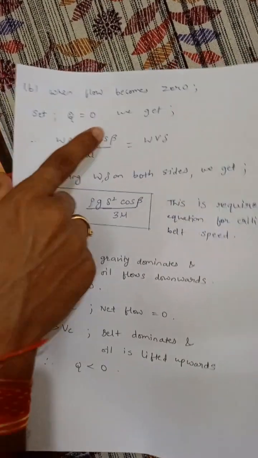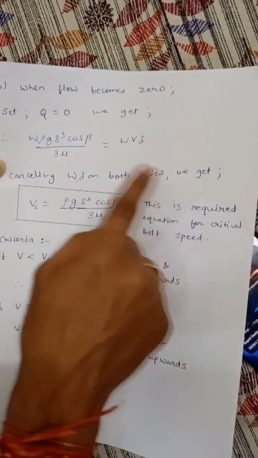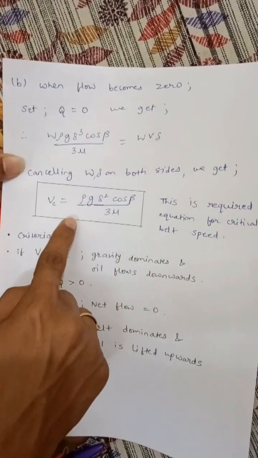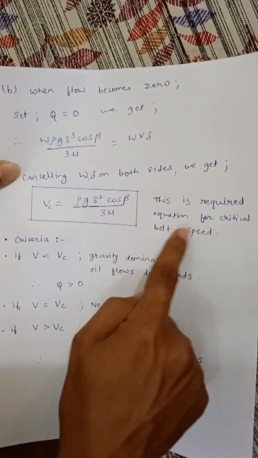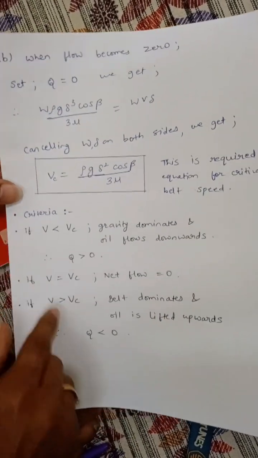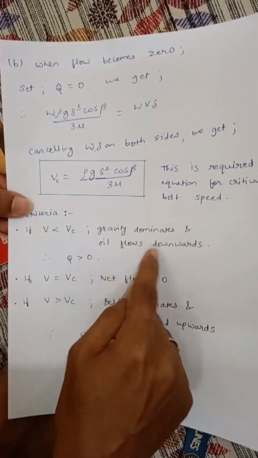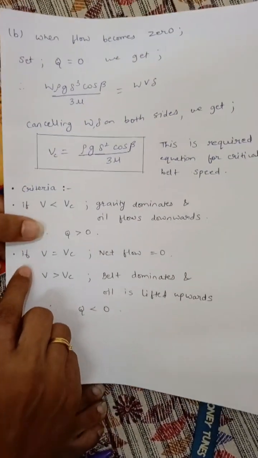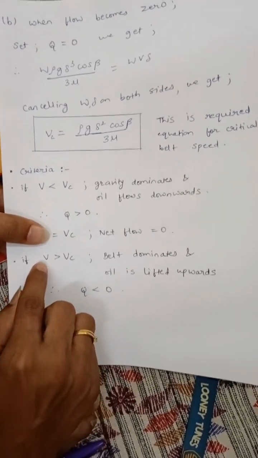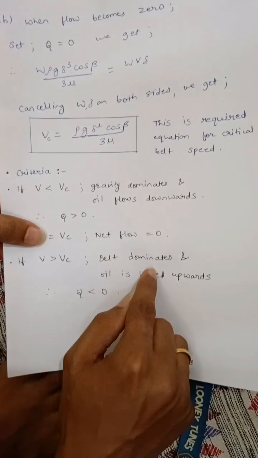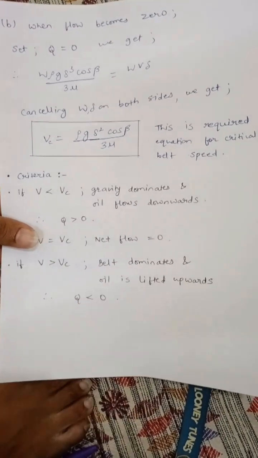For part B, when flow becomes 0, we set Q equal to 0, and we get this. On cancelling W and delta on both sides, we get the critical velocity, which comes out to be this. This is the required equation for critical belt speed. The criteria is given here. If V is less than the critical velocity, gravity dominates and oil falls downward, and Q is greater than 0. If V is equal to Vc, the net flow is equal to 0. And third, if V is greater than Vc, the belt dominates and oil is lifted upwards with Q less than 0.